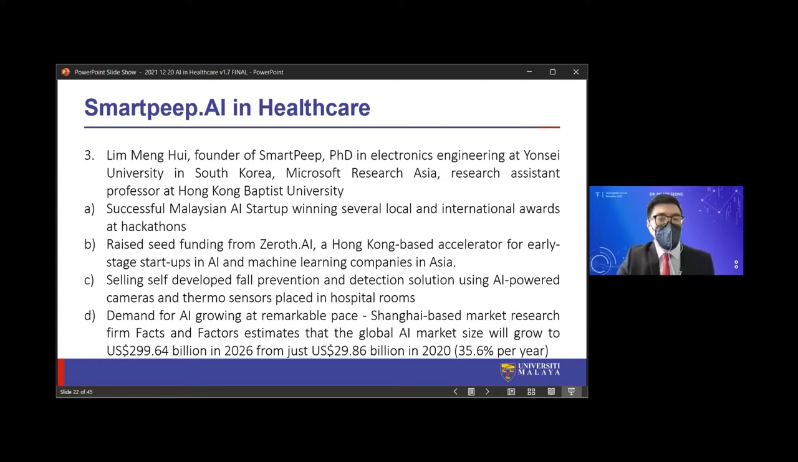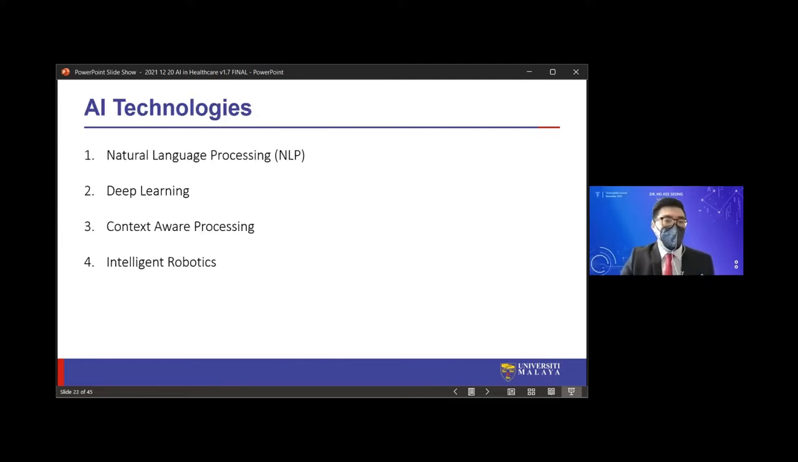A Shanghai-based market research firm called Facts and Factors, in fact, estimates this global AI market size will grow to potentially 300 billion in just the next about 10 years, from 30 billion currently last year.